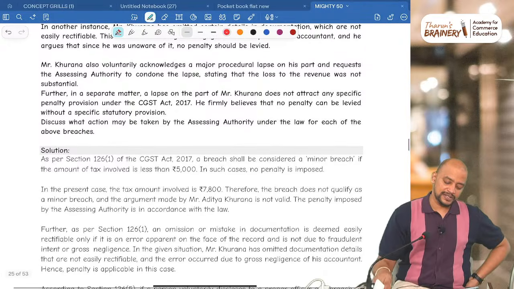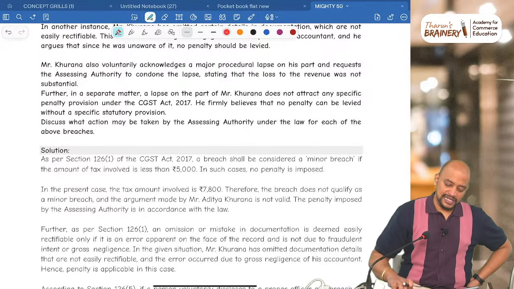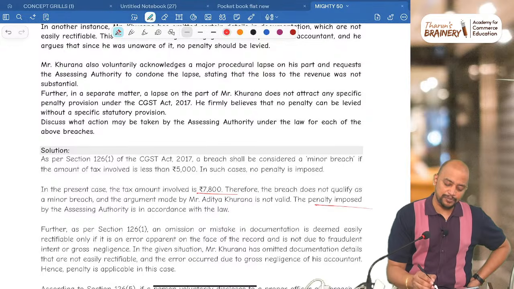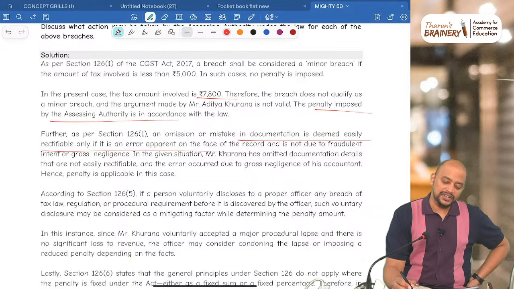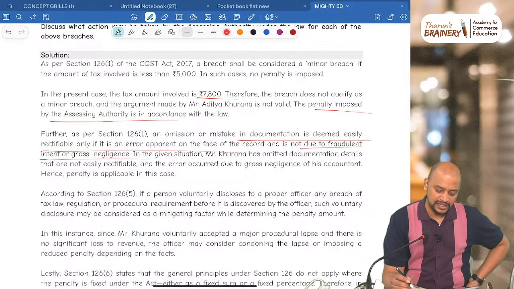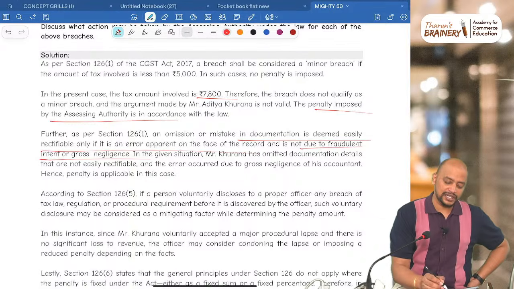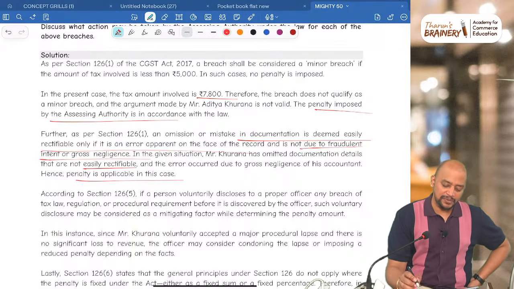So that is this. First one, less than 5,000. So here it is 7,500. So the penalty will be imposed. Next one, omission or mistake is deemed easily rectifiable only if it is apparent on the face of the record and not due to fraudulent intent or gross negligence. So they have omitted, that is not easily rectifiable. However, penalty is payable in this case.